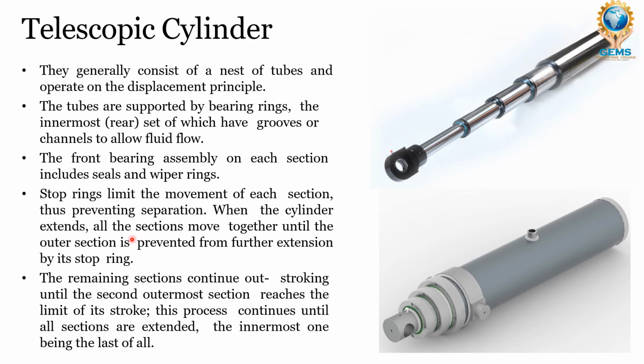When the cylinder extends, all the sections move together until the outer section is prevented from further extension by its stop ring. The remaining sections continue outstroking until the second outermost section reaches the limit of its stroke. This process continues until all sections are extended, the innermost one being the last of all.